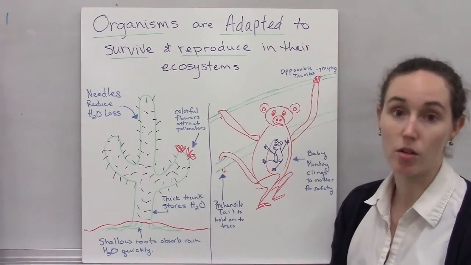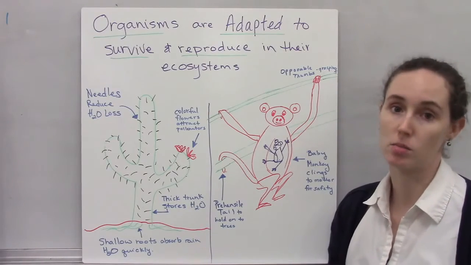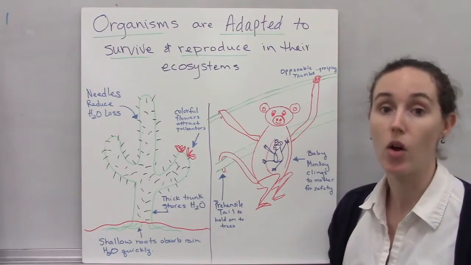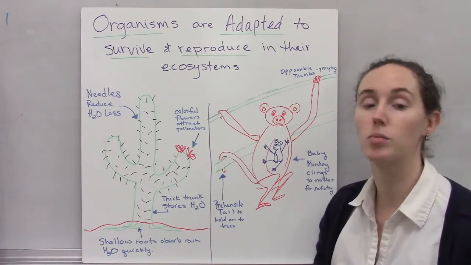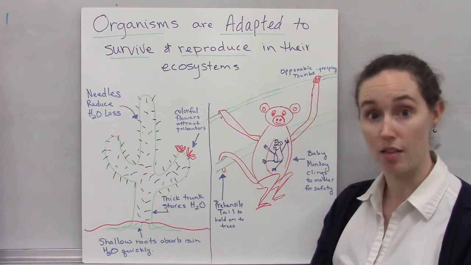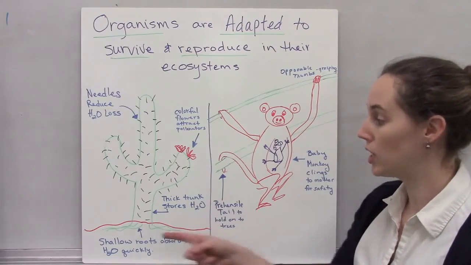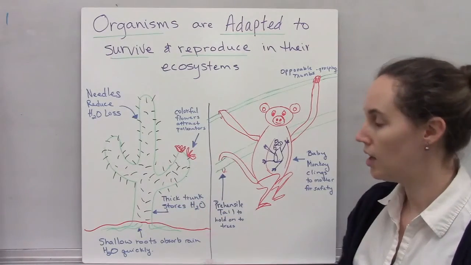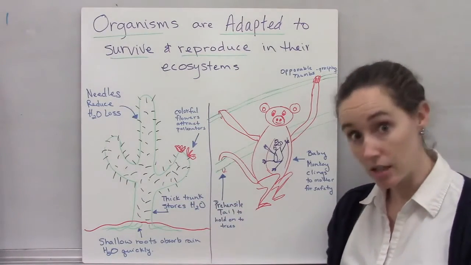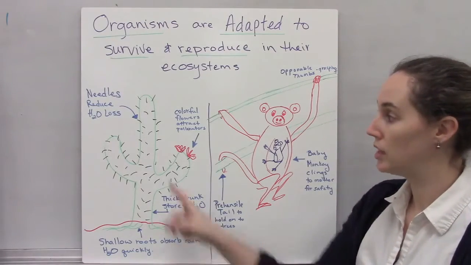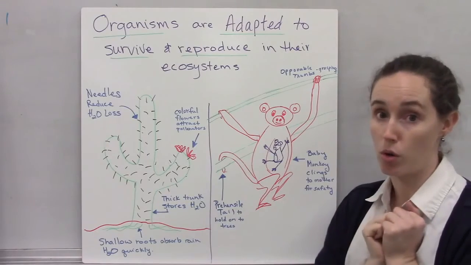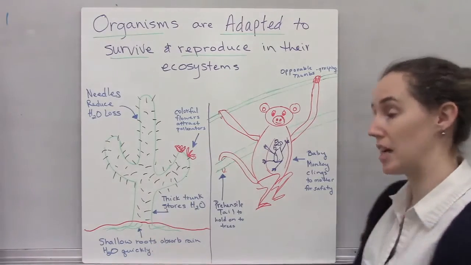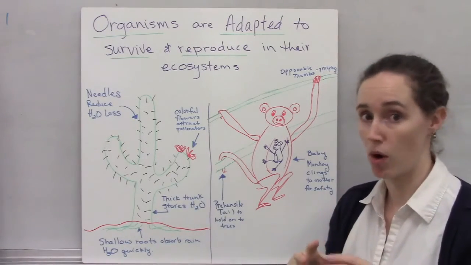It's important to know that organisms in ecosystems are adapted to live there, or they have certain physical and behavioral characteristics that allow them to survive and reproduce in that ecosystem. So here my example is a cactus, and a cactus lives in the desert. And so the needles are modified leaves that help to reduce water loss. The stems of a cactus are thick and they store water.